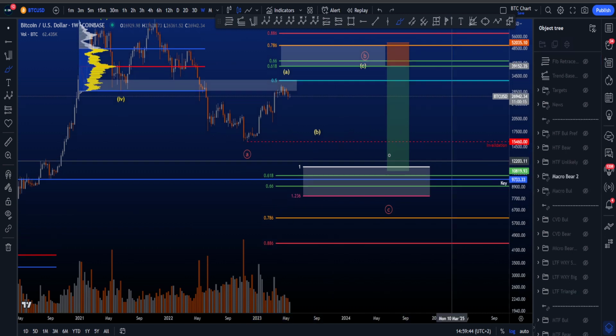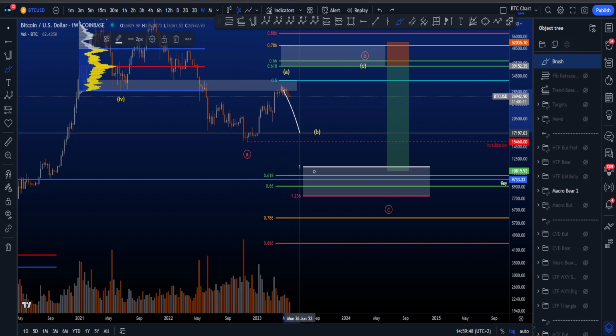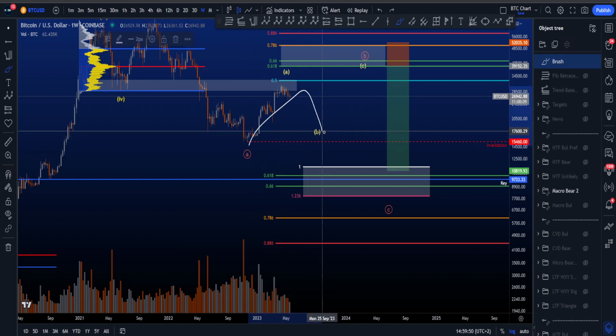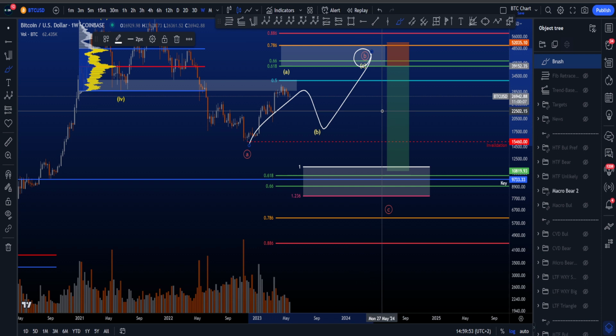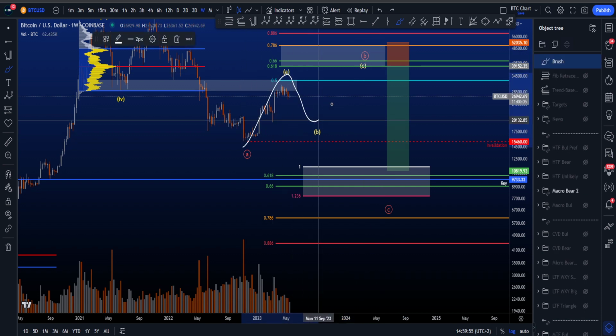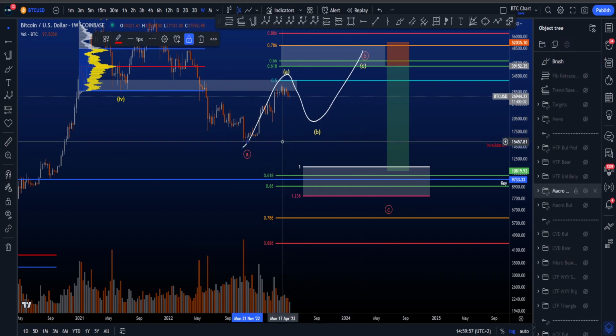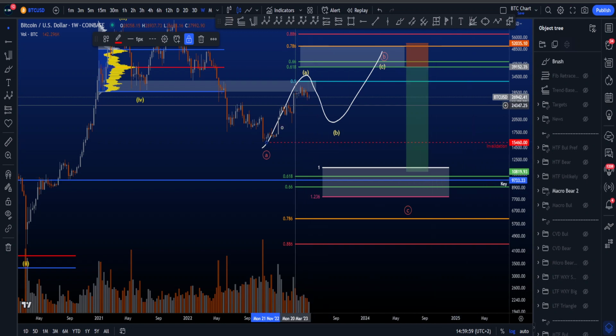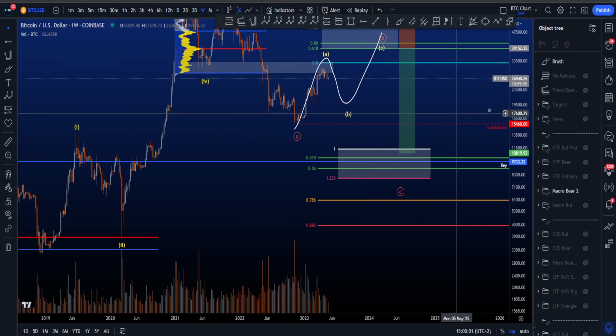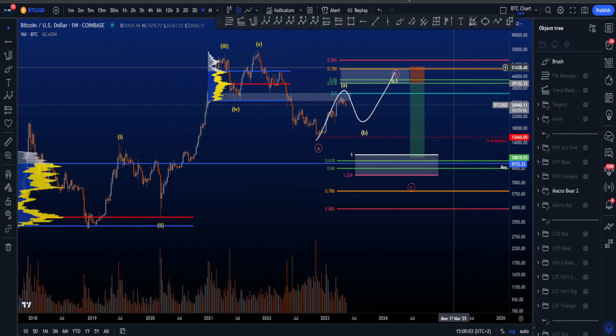Now, just in case, you do see the invalidation over here, but this invalidation is only valid if price would do this right now. Then this ABC in a wave B is invalidated, but if we get this structure over here, this invalidation level will be removed at 15.4k. So just to make sure you understand why the invalidation is in the middle of the screen.